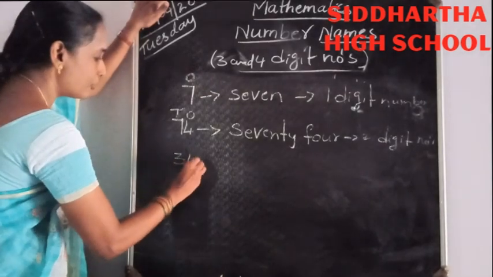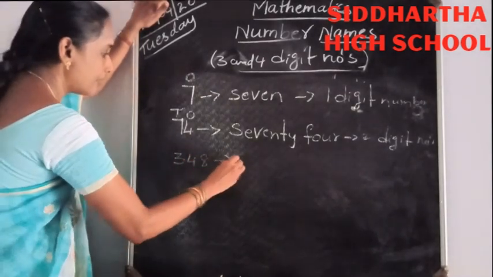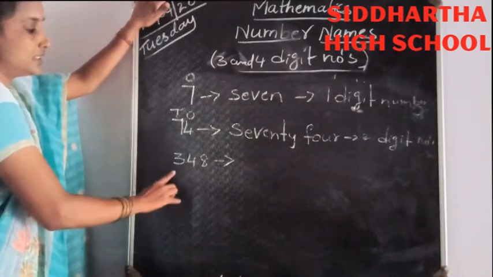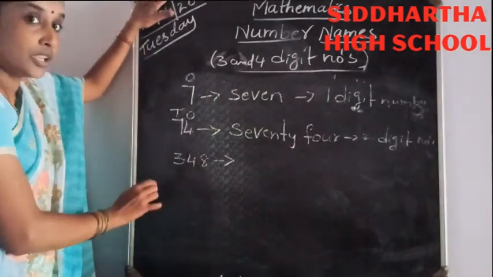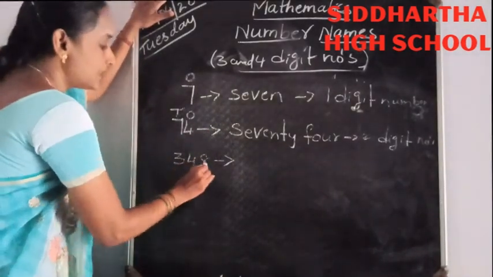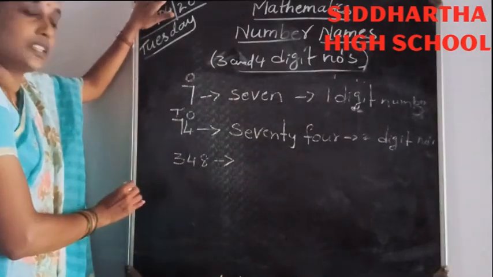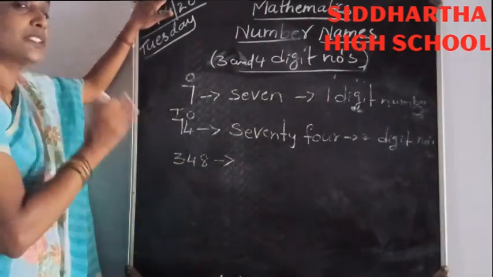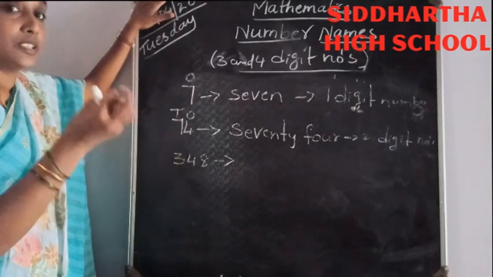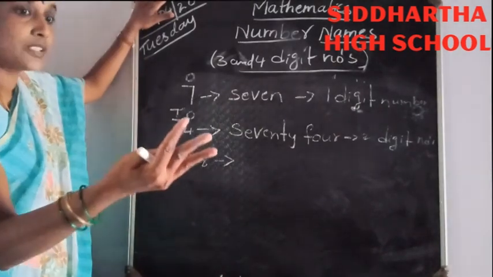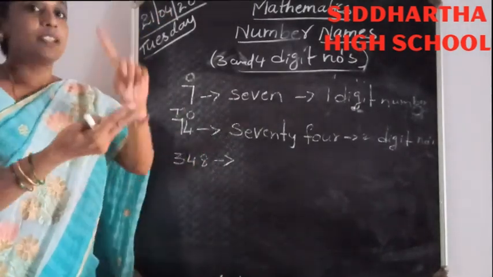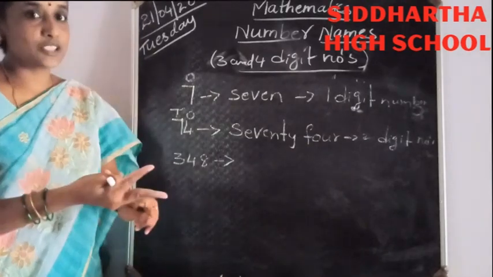Next. Now see children. 3, 4, 8. I have written these 3 digits as a group. This is a 3 digit number. A 3 digit number has 3 places: ones place, tens place and hundreds place.